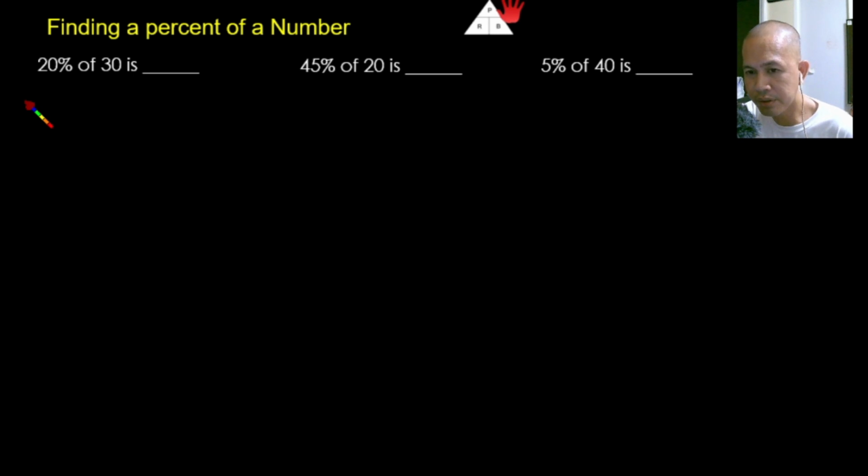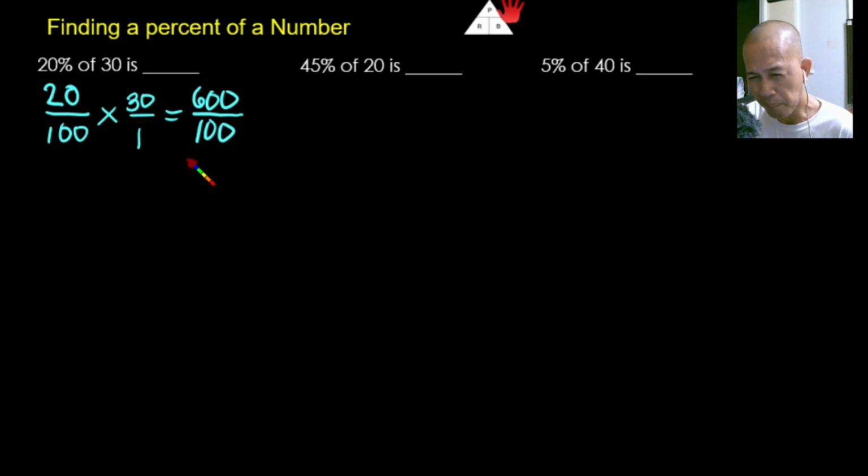So first, we're going to change 20% into a fraction, which is 20 all over 100 multiplied by 30 all over 1. So we're going to multiply numerator by numerator, which is 20 times 30 makes 600 all over 100 times 1. It makes 100. So we divide 600 by 100, so it gives us 6. Our answer is 6. So 20% of 30 is 6.